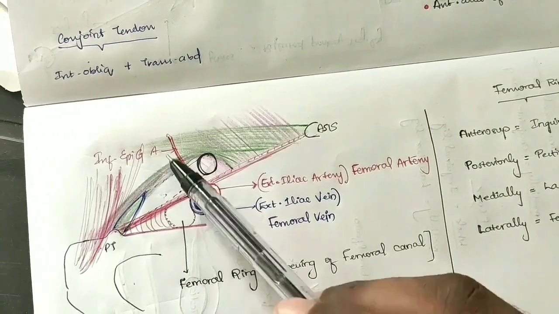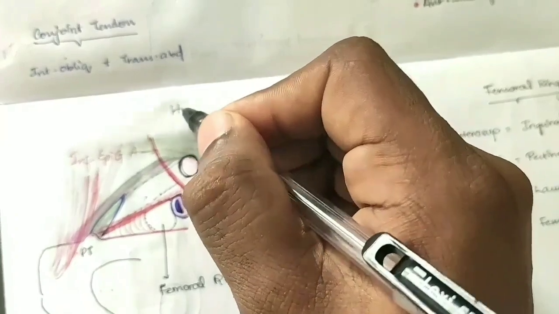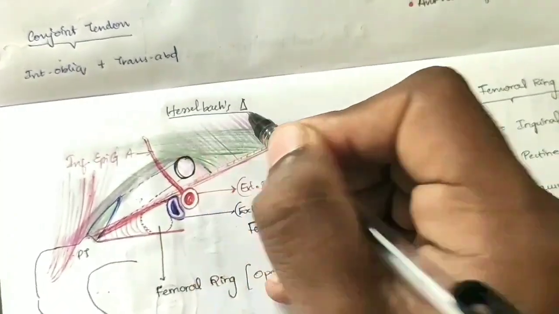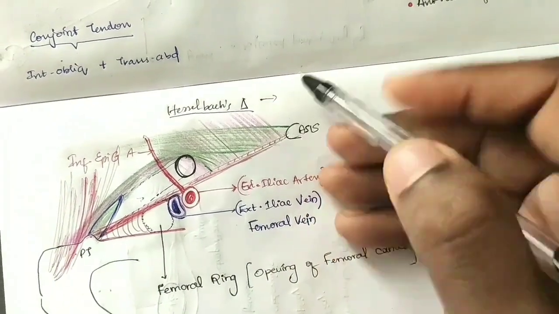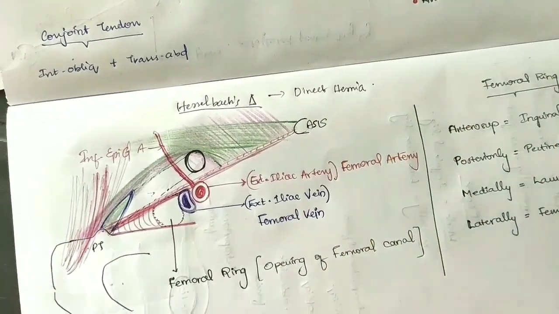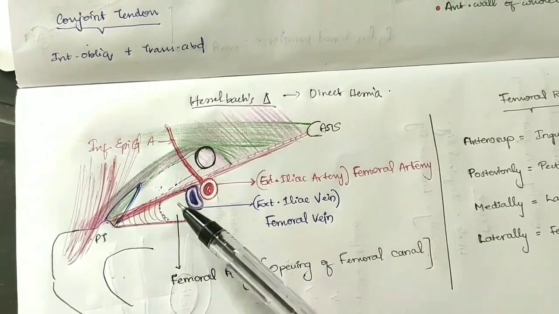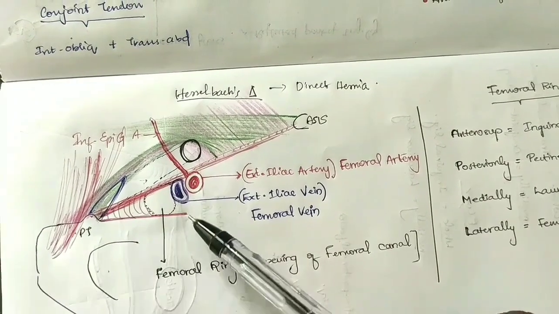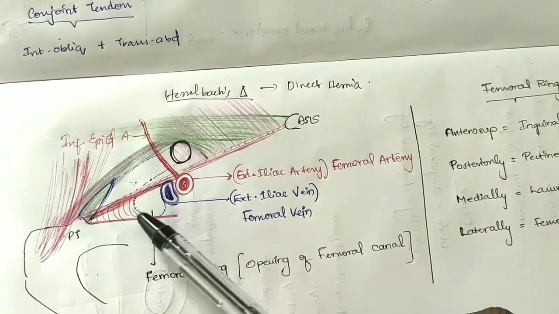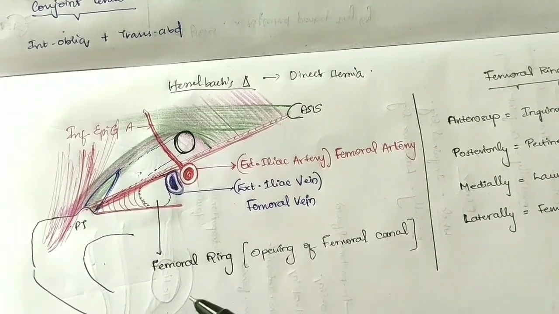അപ്പോൾ ഈ ഒരു വീക്കെൻഡ് പോർഷനിലൂടെ, that is the Hasselbalch triangle-ലൂടെ, right, Hasselbalch triangle-ലൂടെ ആണ് we can see that direct hernia directly bulges out from the abdominal wall. ഇവിടെ another deficit is there between the femoral vein and the lacunar ligament, the inguinal ligament and the pectineal ligament, and that is the femoral ring.